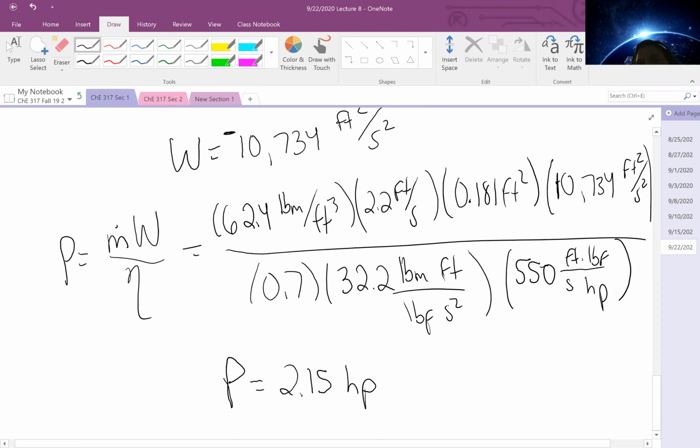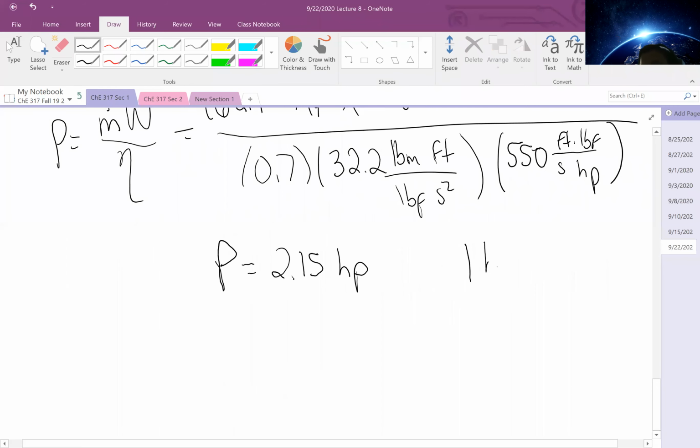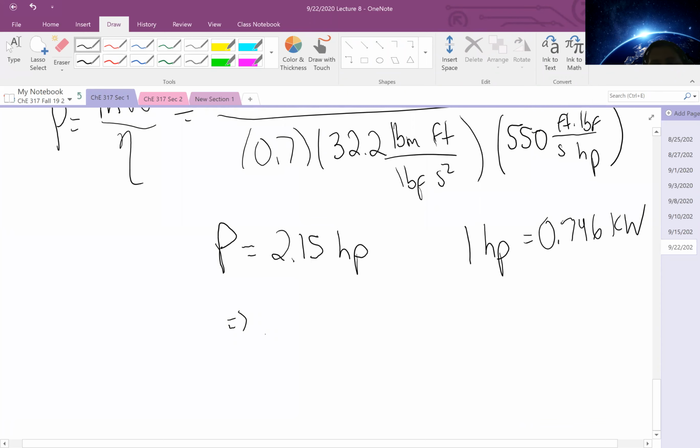So now I have my power requirements, and with this, I can convert my horsepower to kilowatts, because I know that 1 horsepower is equal to about 0.746 kilowatts, which means my power is also 1.6 kilowatts.